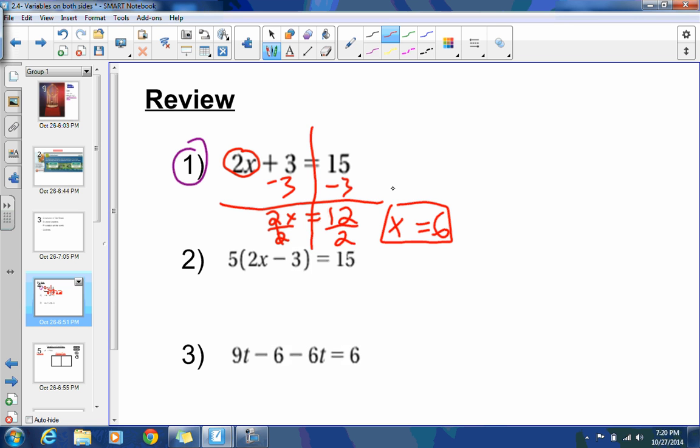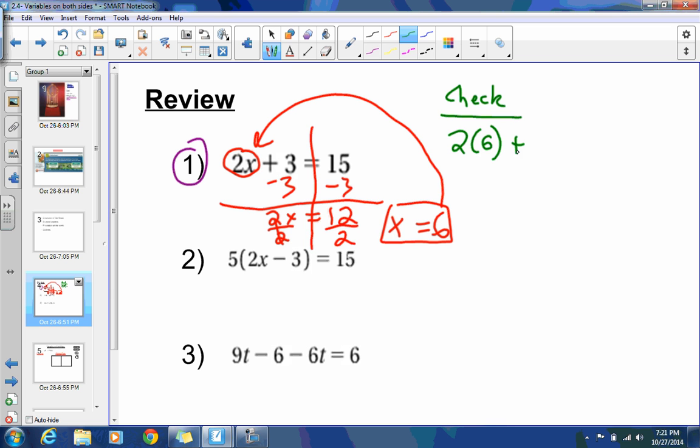All right, and the way you check that, if you remember, is by plugging that 6 back in for x. And if you want to check that, we'll do that over here. Our check. That would be 2 times 6, because we're plugging that 6 in for x, plus 3 equals 15. Now you have to check to make sure this is correct. 2 times 6 is 12, plus 3, and that is equal to 15, so we did it right. All right, that was a good check.